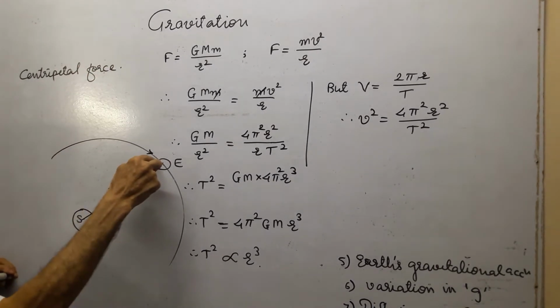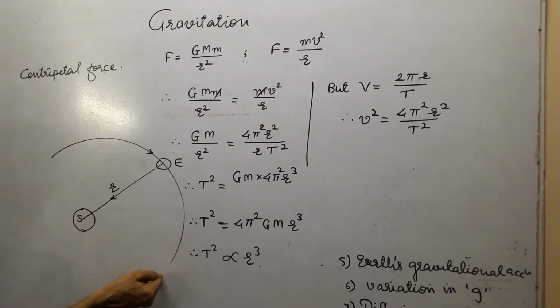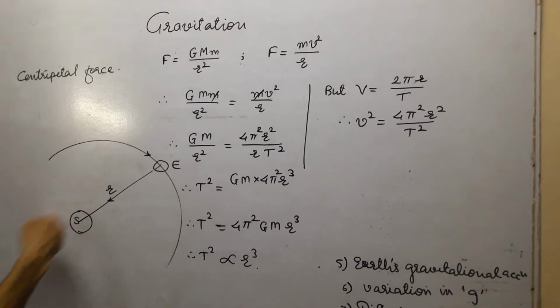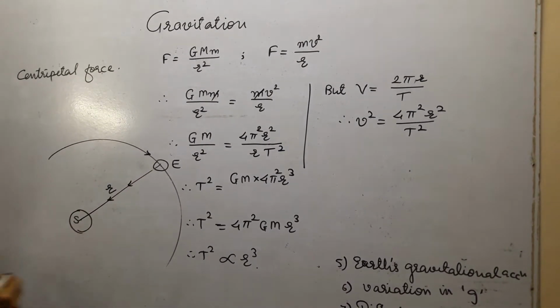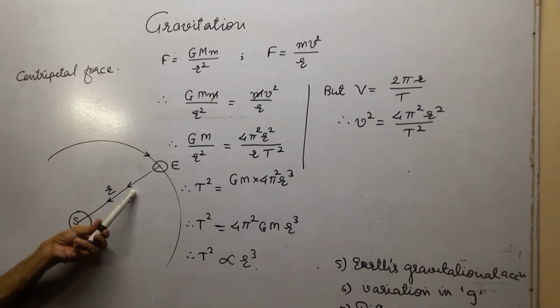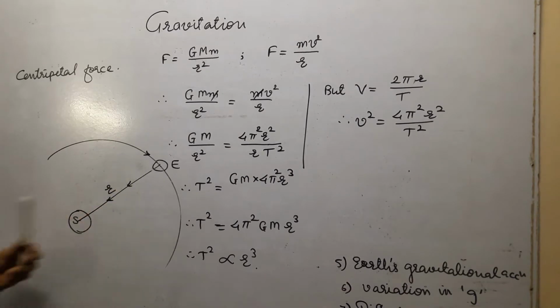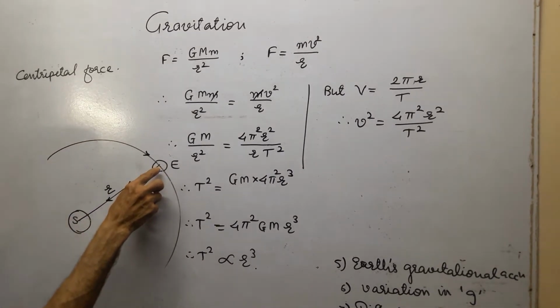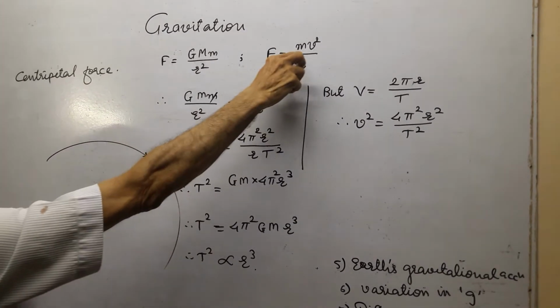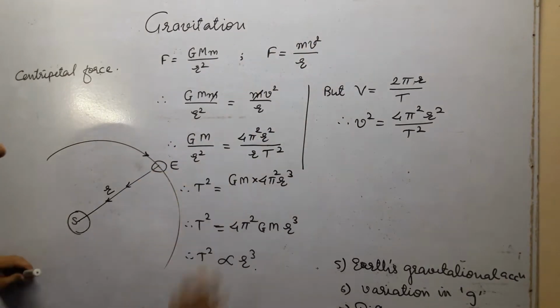In order to keep the body in a circular orbit, a constant force has to be applied towards the center, and that is called the centripetal force. The centripetal force depends on the mass of the body and its velocity. So we know the centripetal force is mv square upon r.